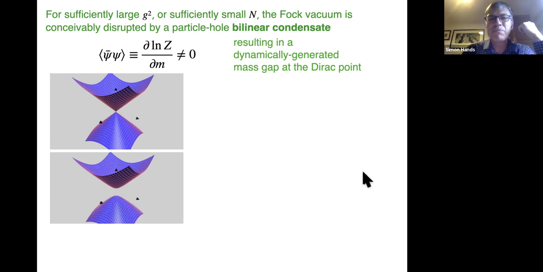condensate. In other words, I can think about there being some kind of scalar function made up of a fermion and an anti-fermion, coupled with a mass term, with a mass parameter m. Then the derivative of the free energy with respect to m would lead to something non-zero, and that would result in a dynamically generated gap forming at the Dirac point. This would turn graphene from a conductor into an insulator.